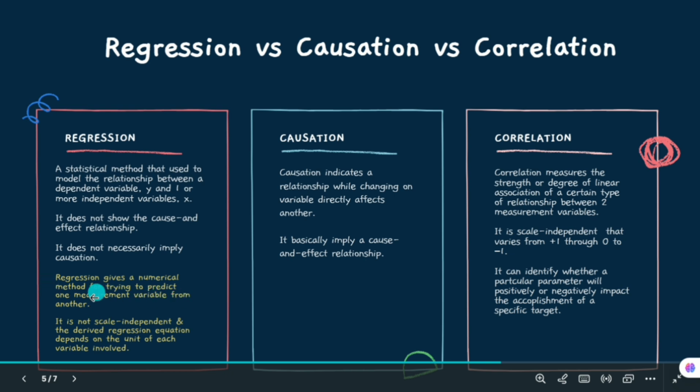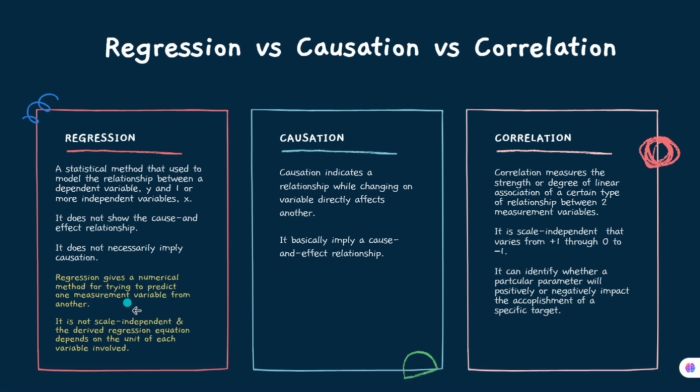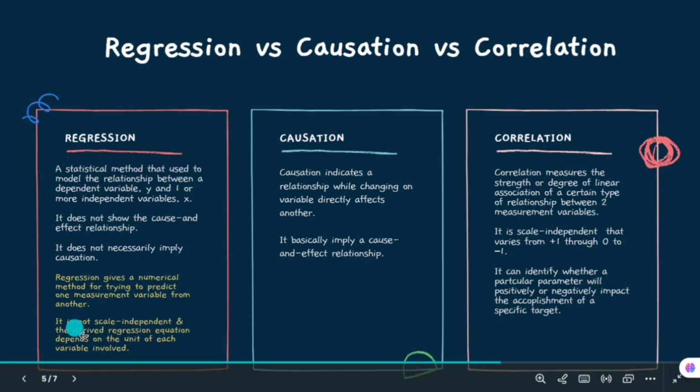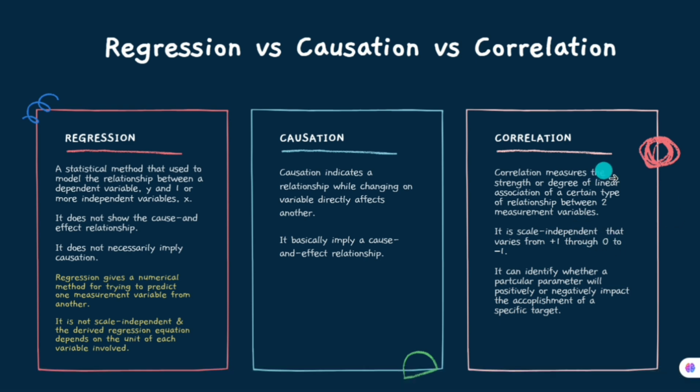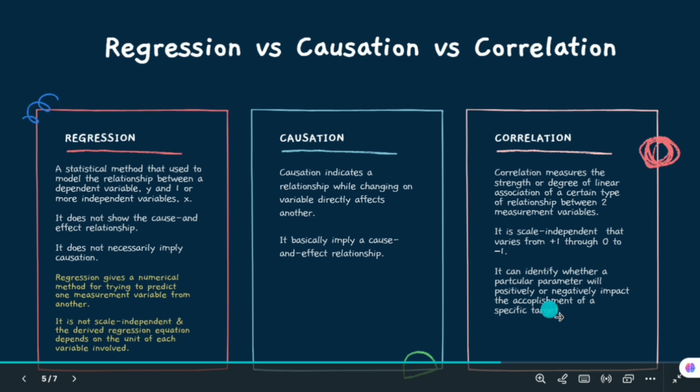What about regression versus correlation? Regression gives a numerical method for trying to predict one measurement variable from another. It is not scale independent, and the derived regression equation depends on the unit of each variable involved. Whereas correlation measures the strength or degree of linear association between two measurement variables. It is scale independent and varies from +1 through 0 to -1. Therefore, it can identify whether a particular parameter will positively or negatively impact the accomplishment of a specific target.